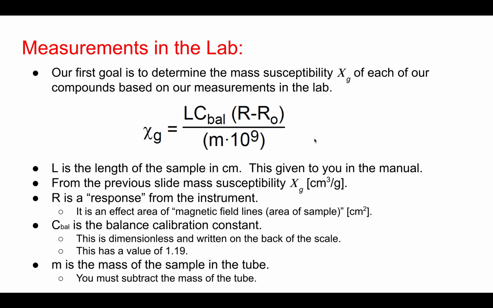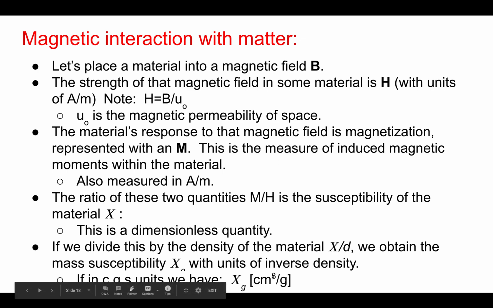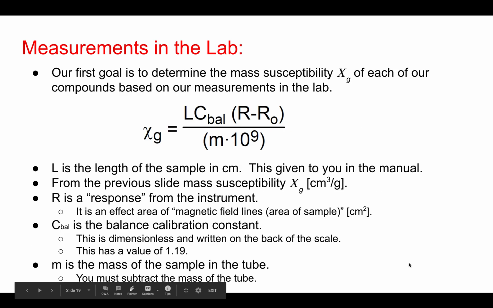I hope I'm going back to my last slide. I hope I said centimeter cubed per gram. Forgive me if I said something else. So mass susceptibility has units of centimeter cubed per gram. All right. So we have this susceptibility in centimeters cubed per gram.